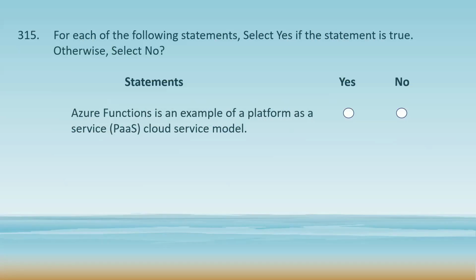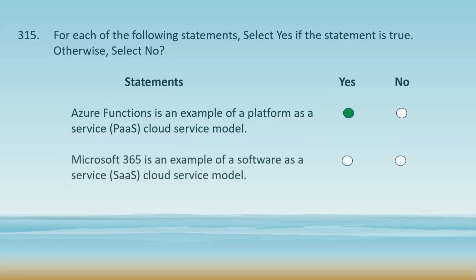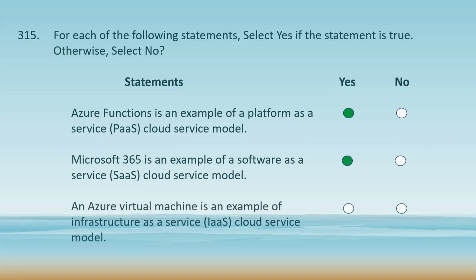And the first statement is Azure Functions is an example of platform as a service PaaS cloud service model. And this statement is correct. Now the next statement is Microsoft 365 is an example of a software as a service cloud service model. This statement is also correct. Let's look at third statement. An Azure virtual machine is an example of infrastructure as a service IaaS cloud service model. This statement is also correct, my friends.